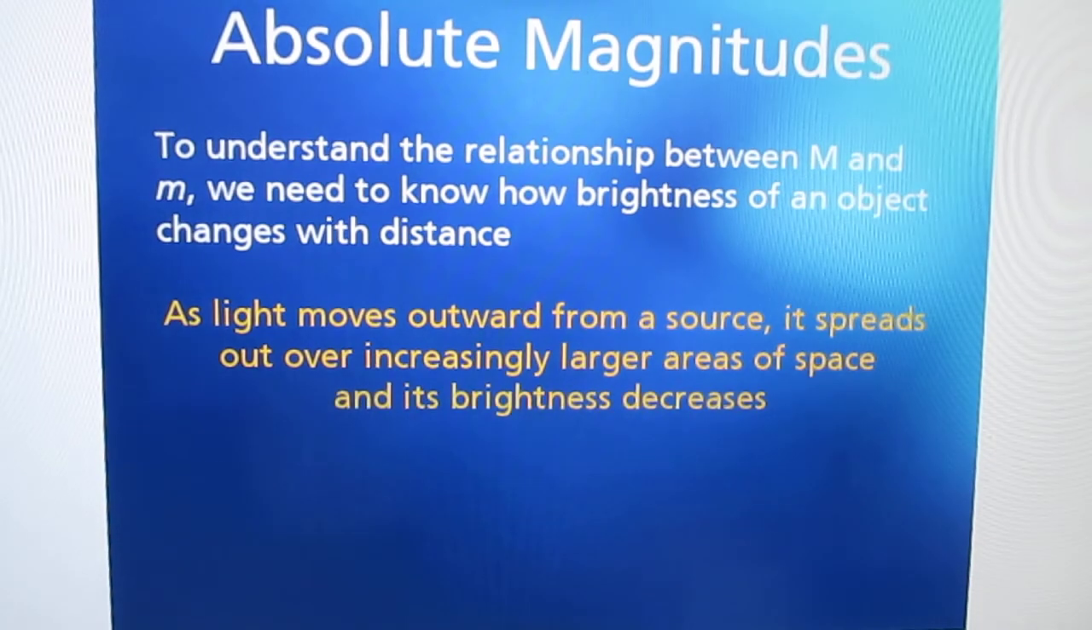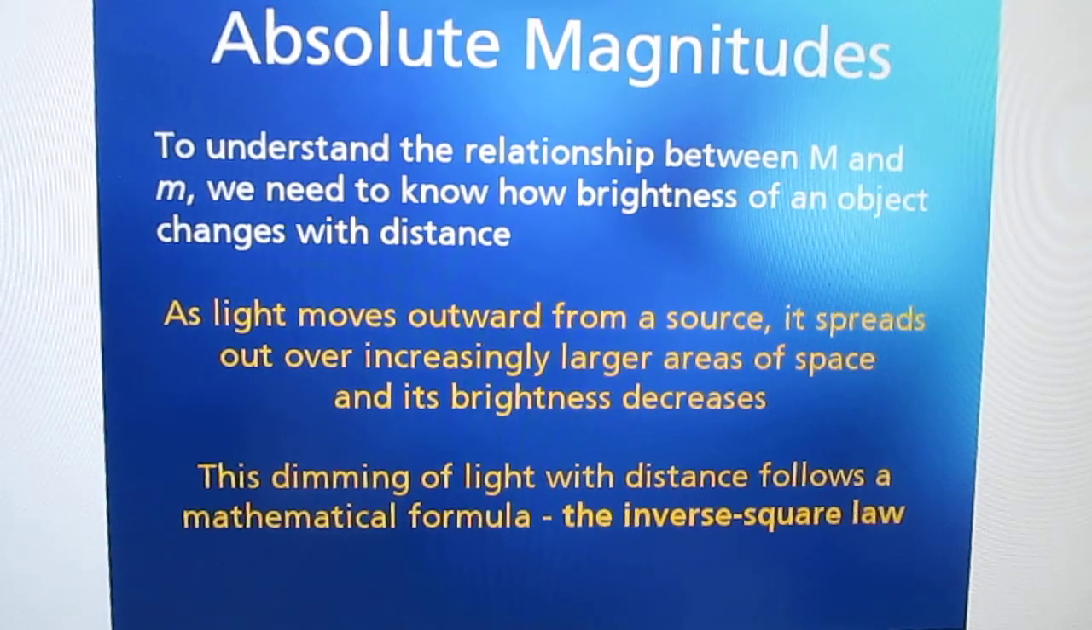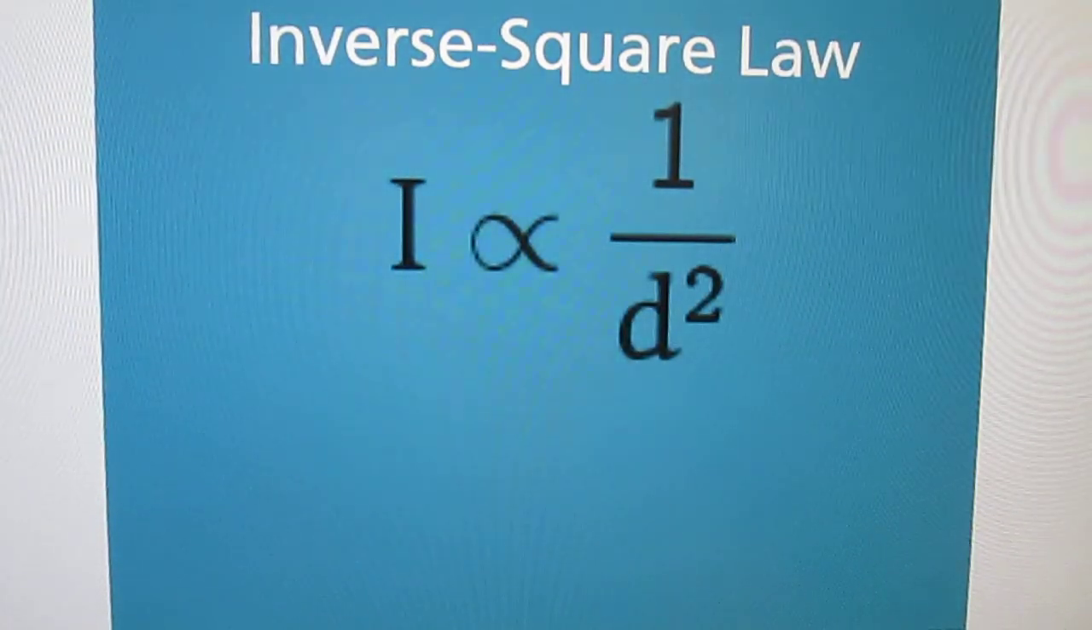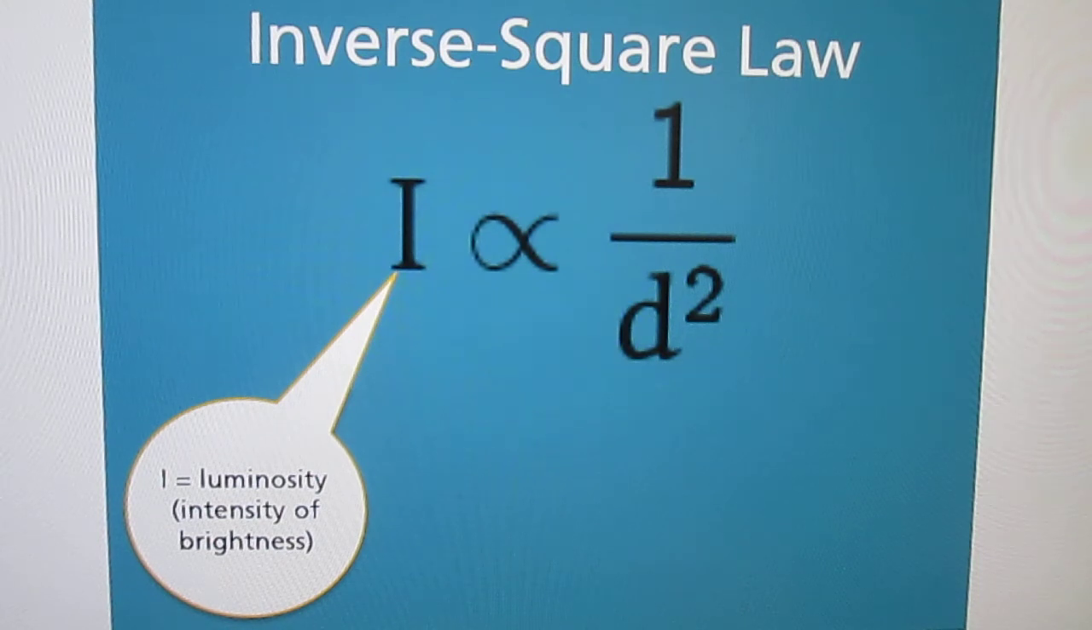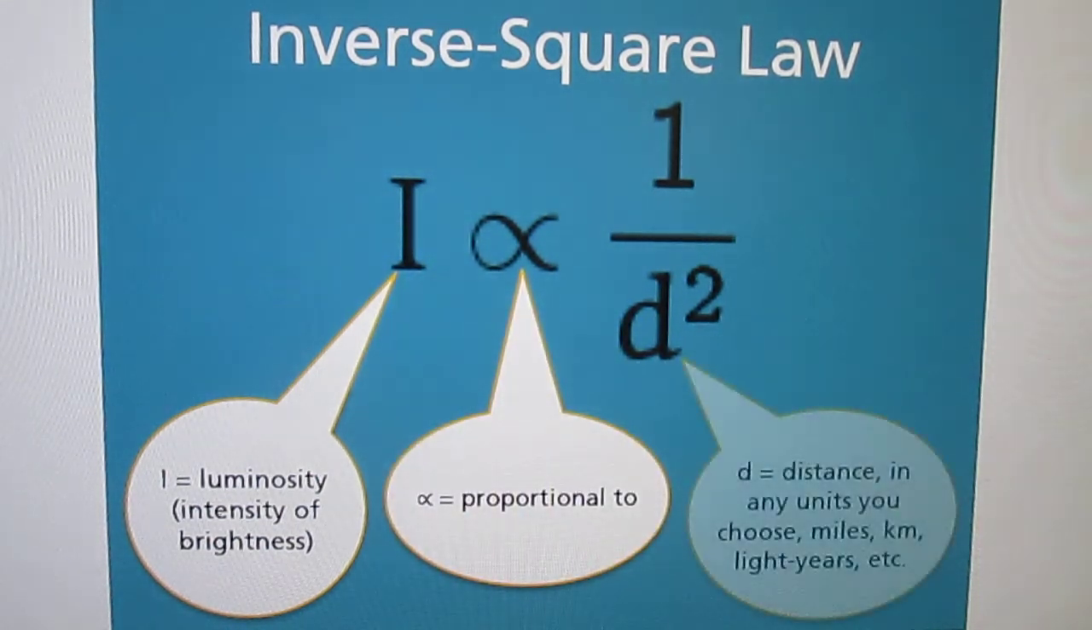So to understand the relationship between absolute magnitude and apparent magnitude, we need to know how brightness of an object changes with distance. And this dimming of light with distance follows the mathematical formula called the inverse square law. Apparent brightness decreases inversely with the square of distance between the source and the observer. The inverse square law: I is proportional to 1 divided by d squared, where I is equal to the luminosity or intensity of brightness, and d is equal to distance in any units you choose, miles, kilometers, light years, etc.